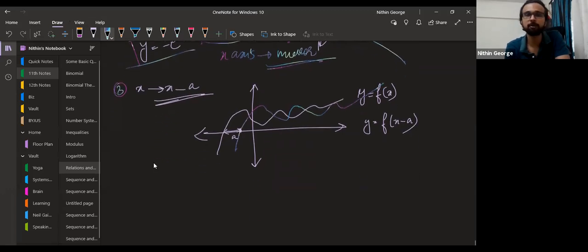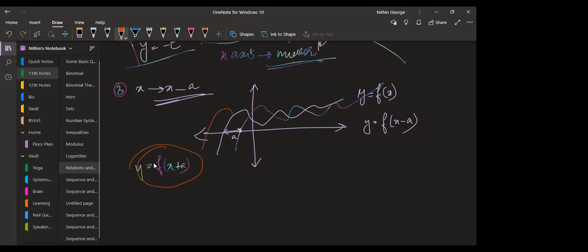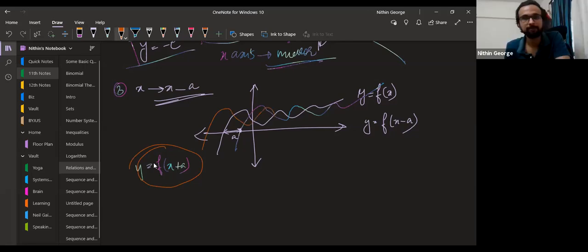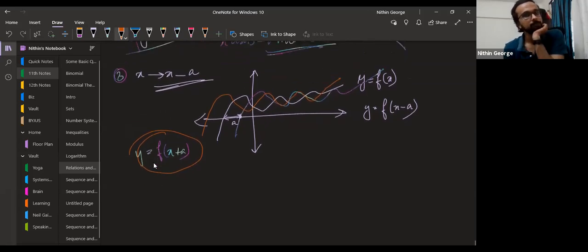What happens if I go for y equal to f of x plus a? What happened here? Shift a units leftwards. Exactly. It goes this way. I hope this single graph is not confusing you guys too much. So this is f of x plus a, f of x, and f of x minus a.